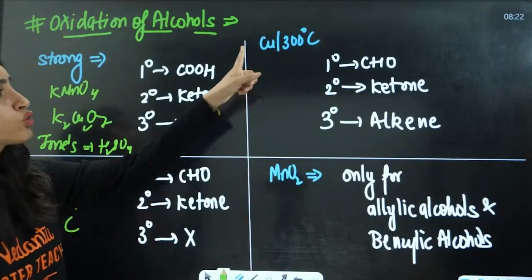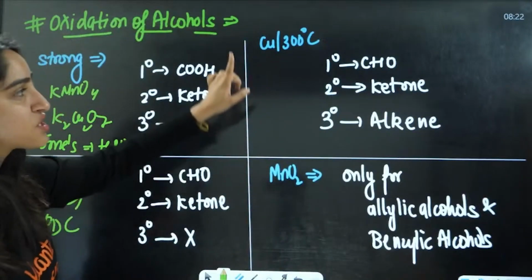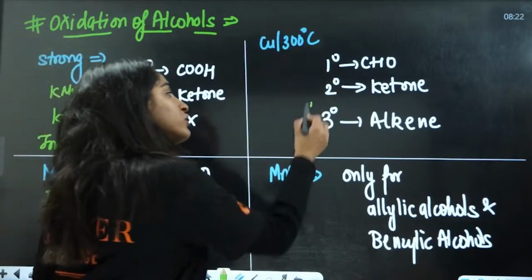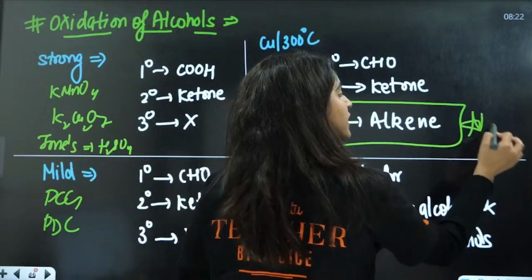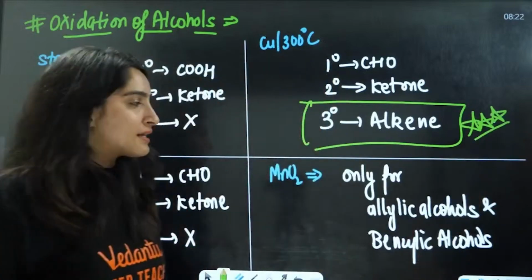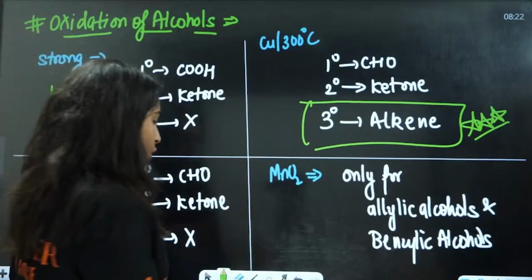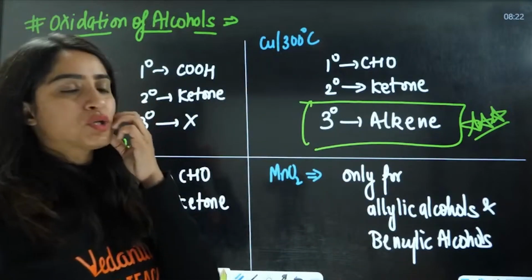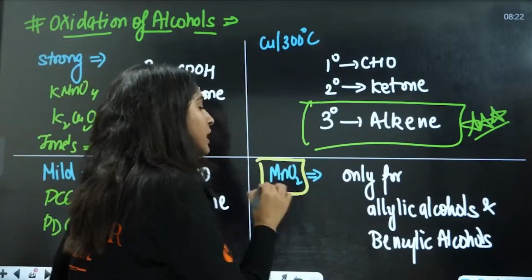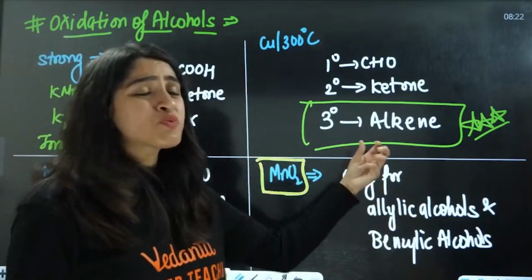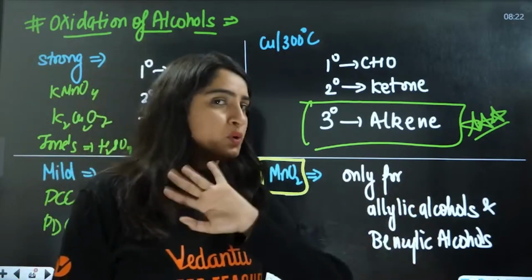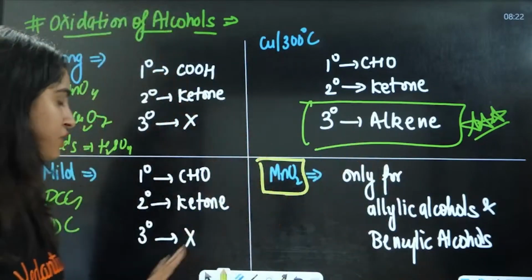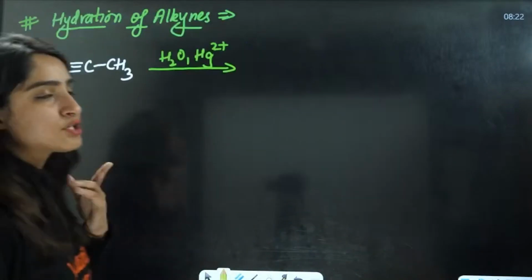When we are talking about copper, here at 3 degree, it is a very important reaction. 1 degree and 2 degree behave as with a mild oxidizing agent, but for 3 degree it is going to give us an alkene. Then MnO2. You can also avoid this one, but I want you to know it. MnO2 is for allylic or benzylic alcohol only, no other alcohol. If you have a benzylic or allylic alcohol, only then will there be oxidation here. Next is hydration of alkynes.